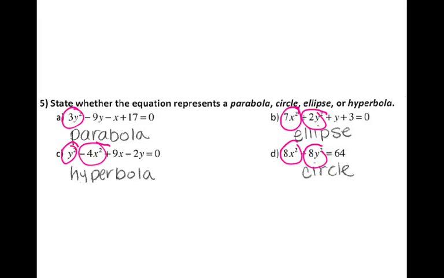For letter B, I have 7x squared and 2y squared. So my x squares and y squares have the same sign, so that makes it an ellipse. And then for hyperbolas, my x squares and my y squares have opposite signs, so one's positive and one's negative, so that's why C is a hyperbola. And for a circle, your x squares and y squares have the same coefficient, so the same number in the front. So 8x squared and 8y squared. That's why D is a circle.